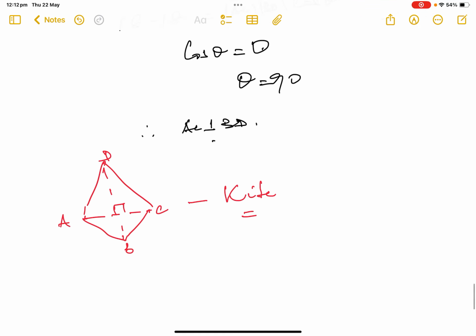So now we have that the adjacent sides are equal, and the diagonals are perpendicular to each other. Therefore, the quadrilateral ABCD is a kite.